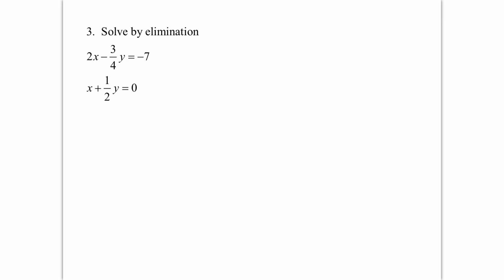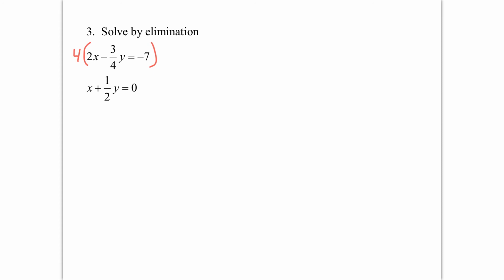So right here, we do have fractions again. You want to solve by elimination. Just get rid of the fractions. That's the first thing before you start actually canceling or eliminating one of the variables. So the top equation has a fraction: 2x minus 3 over 4y equals negative 7. So my denominator is 4. So I'm going to have to multiply the top equation by that number, which is 4.